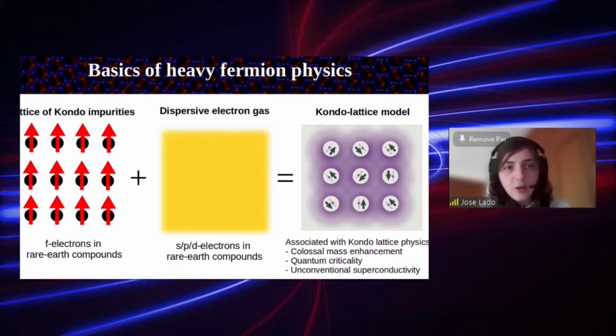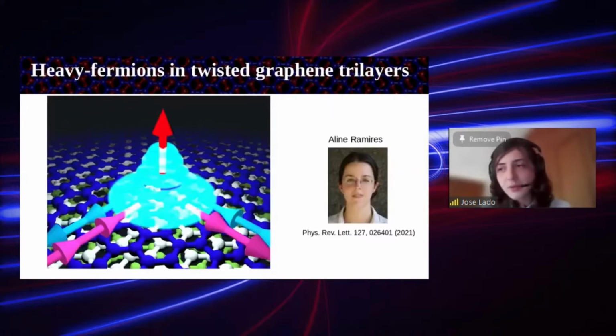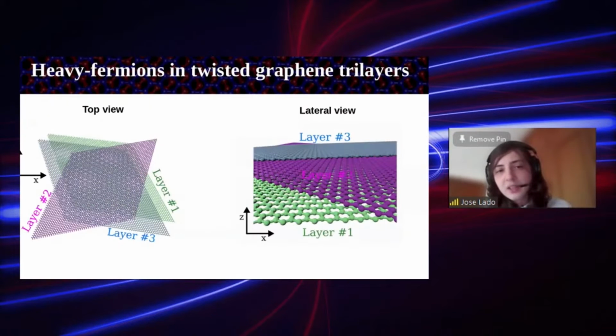And now let me tell you of the first example of how we can do this, which is in twisted trilayer graphene. Let me again emphasize that this work was only possible because of Aline. So the basic idea is that we are going to take a twisted graphene trilayer, in particular with the top and bottom layers aligned and the layer in the middle misaligned, and we are going to compute the electronic structure of this and see if we have the right ingredients for heavy fermion behavior.